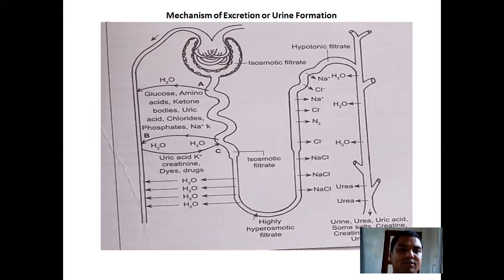Here is a figure showing the mechanism of urine formation: the exchange of different chemicals, harmful, unwanted and useful chemicals, and reabsorption in different parts of the uriniferous tubule. Urine formation with urea and uric acid is also shown here in the collecting duct. Dear students, please try to understand from this figure.